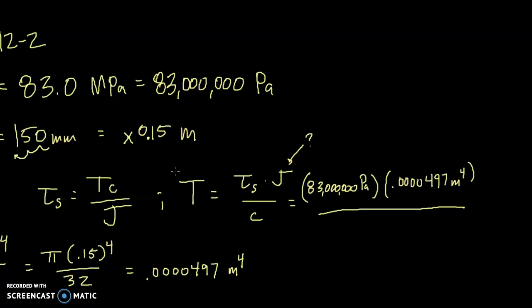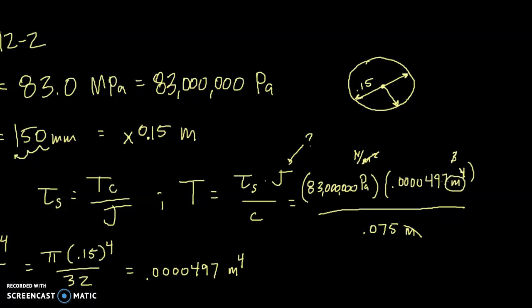divided by, so if our diameter was 0.15 all the way across, C is basically just the radius, half of that amount. So 0.15 divided by 2 is 0.075. So C is 0.075 meters. So this meter will cancel out one of these, and I'll be left with cubic meters. A Pascal is a Newton per meter squared. So the square meters will cancel out two of these, and I'm just left with meters and newtons.